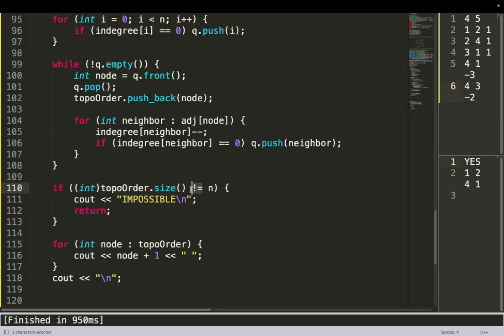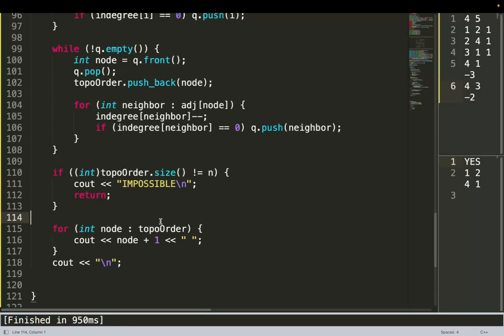If the size is not equal to n, this means I was not able to take all the nodes. This means there was some cyclic dependency and hence a topo order does not exist for this particular graph, so I am simply printing impossible and returning. Otherwise, going over all the nodes, printing node plus 1. Node plus 1 because I am converting it to 1 based indexing. The output wants me to print in 1 based indexing.